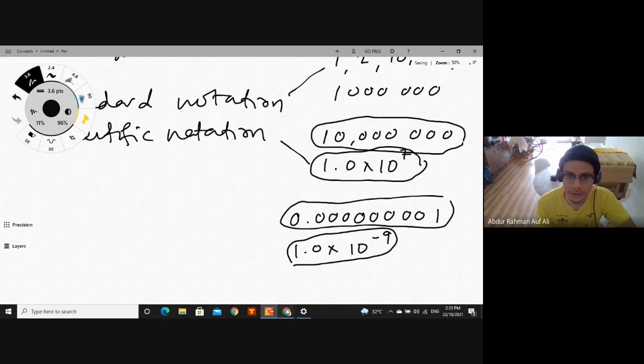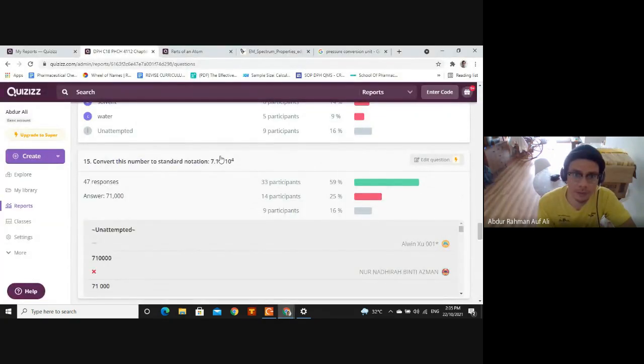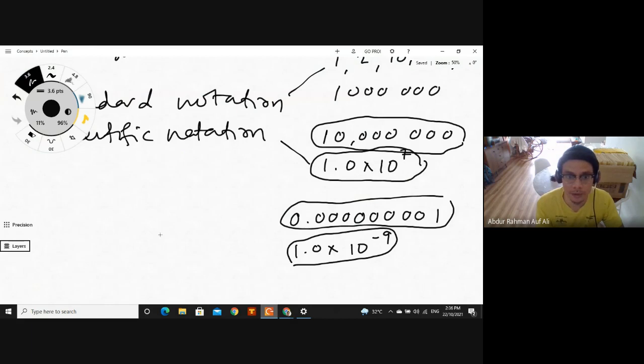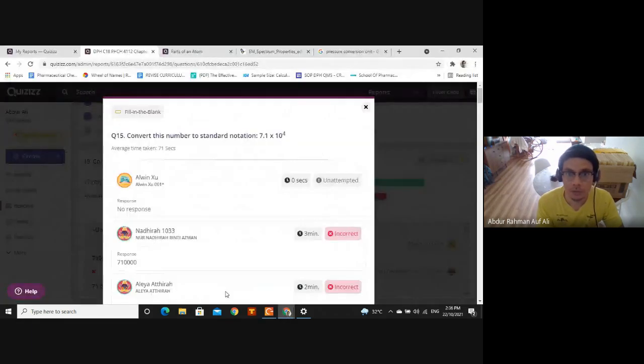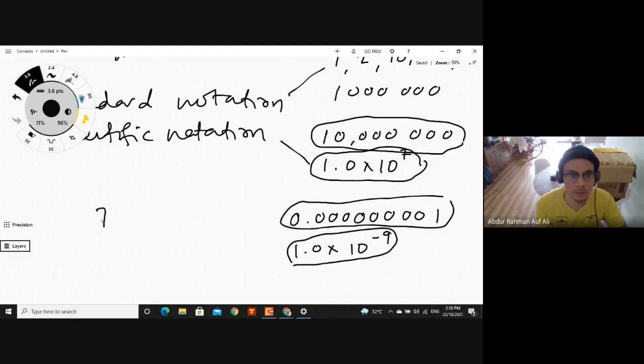So dalam soalan tadi dia suruh kamu convert this value to standard notation, maksudnya dia suruh kamu kembangkan. Okay, so how do we know macam mana nak kembangkan ke kanan ke kiri, kamu tengok 10 kuasa ni. Kalau the value of 10 kuasa ni adalah positif, macam in this case 10 kuasa 4, kita kembang ke arah kanan. So kalau 7.1 darab 10 kuasa 4, kamu tarik titik puluhan ni sebanyak 4 kali ke belah kanan. So 1, 2, 3, 4.